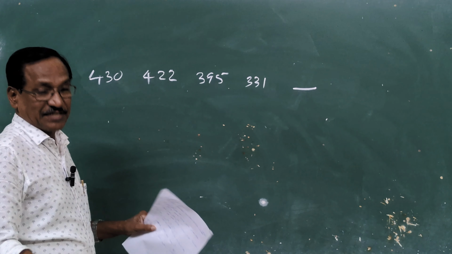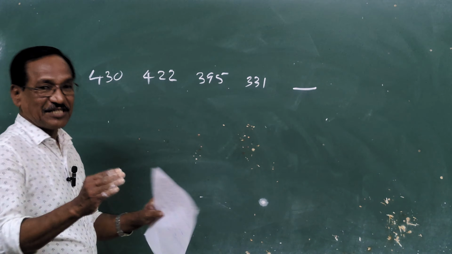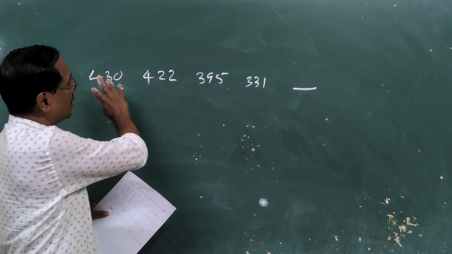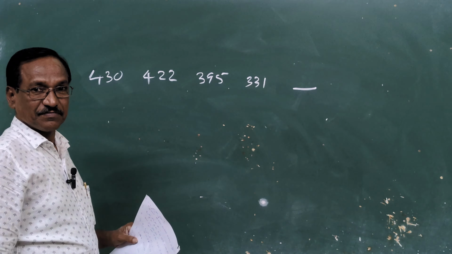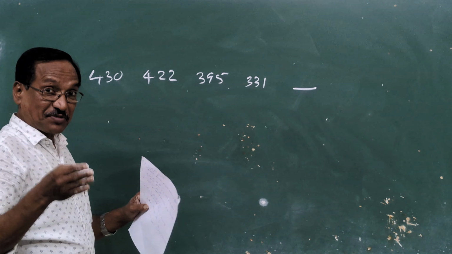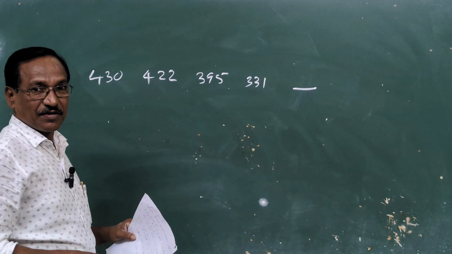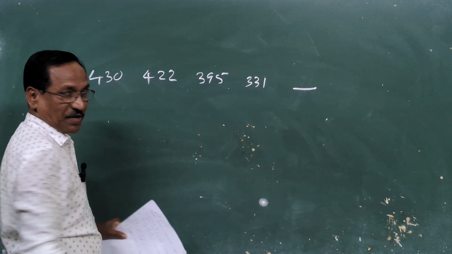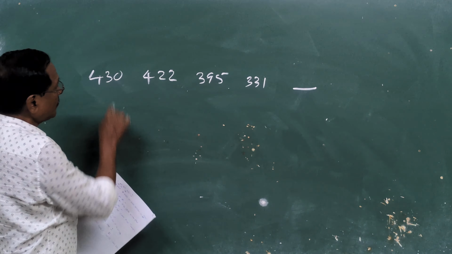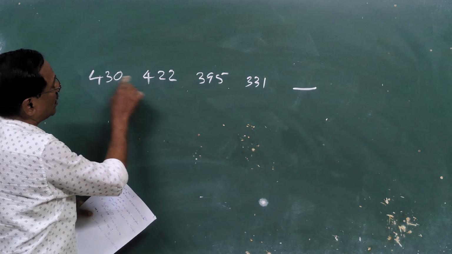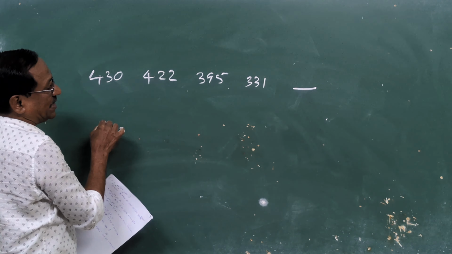Here also we can see that it is not a multiplication pattern. It is an addition pattern, because the numbers are decreasing at a slow speed. Subtraction can also be called an addition pattern. So in this case it is subtraction. Then let us see what must be subtracted from 430 to get 422.